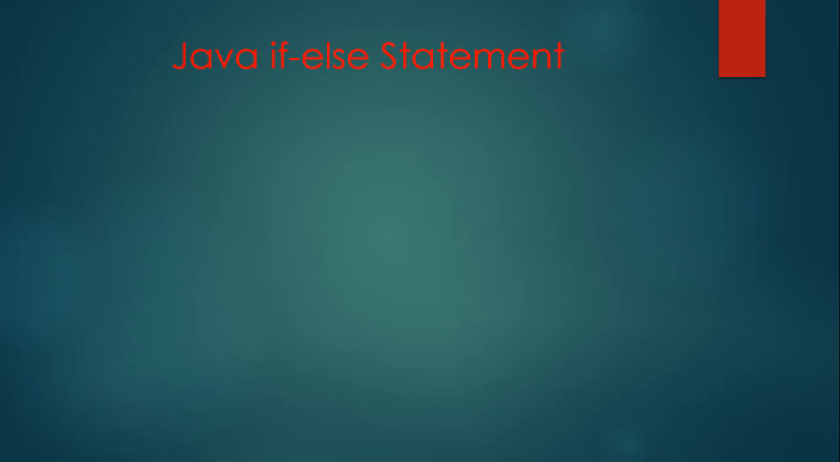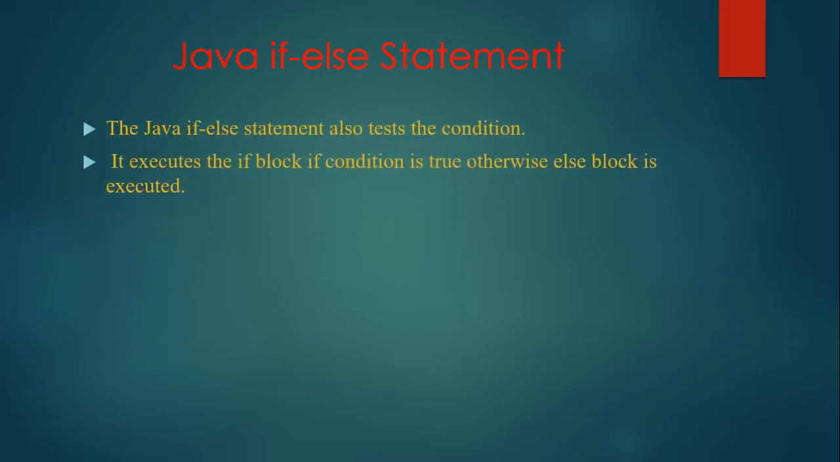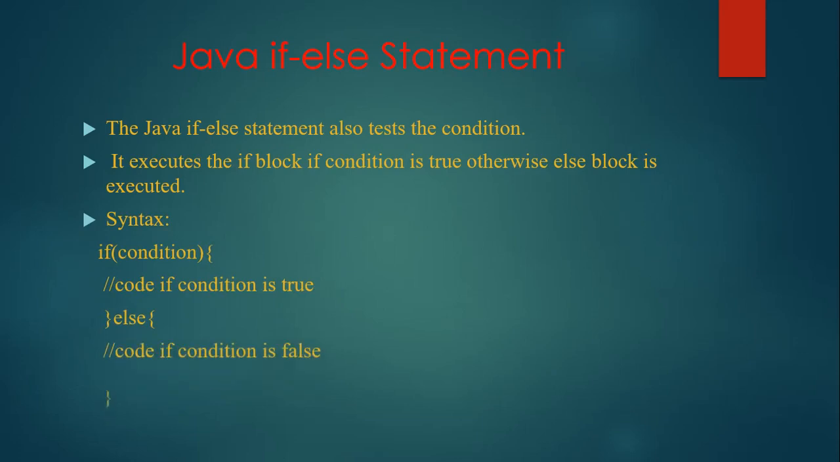Next is the Java if else statement. It also tests the condition. It executes the if block if the condition is true, and if the condition is false, then it will execute the else block. Let's see the syntax. If condition, code if condition is true, else code if condition is false.